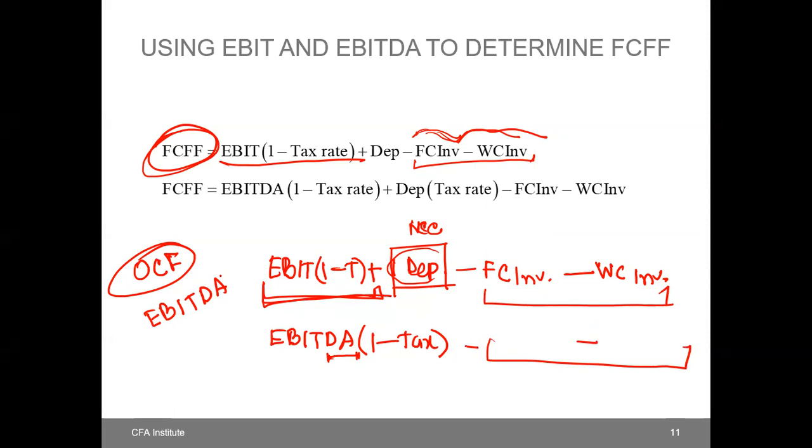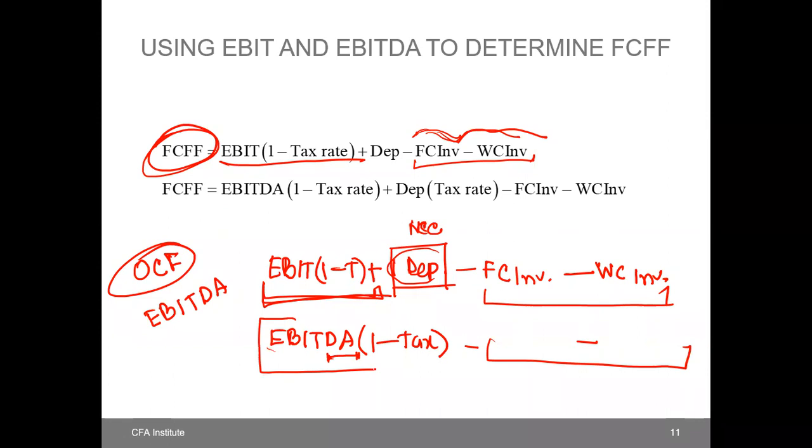So these are some ways that we can use the variables from the financial statements to come up with the free cash flow. EBITDA is a good proxy of operating cash flow, but it is not the real proxy.